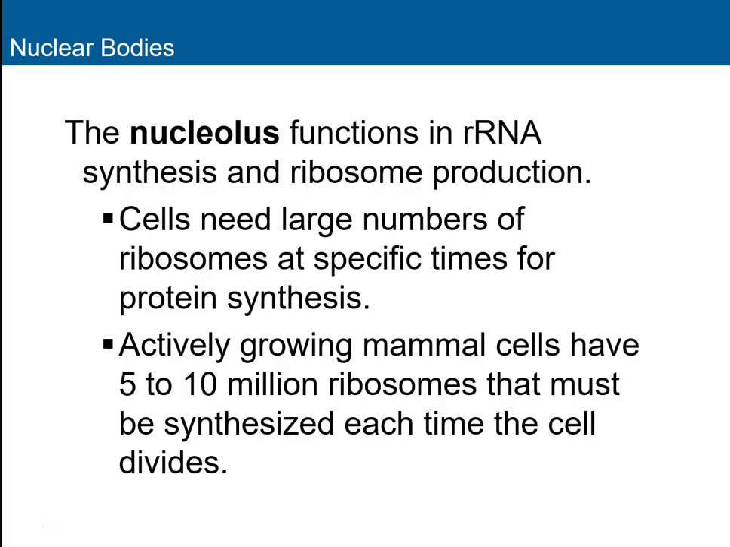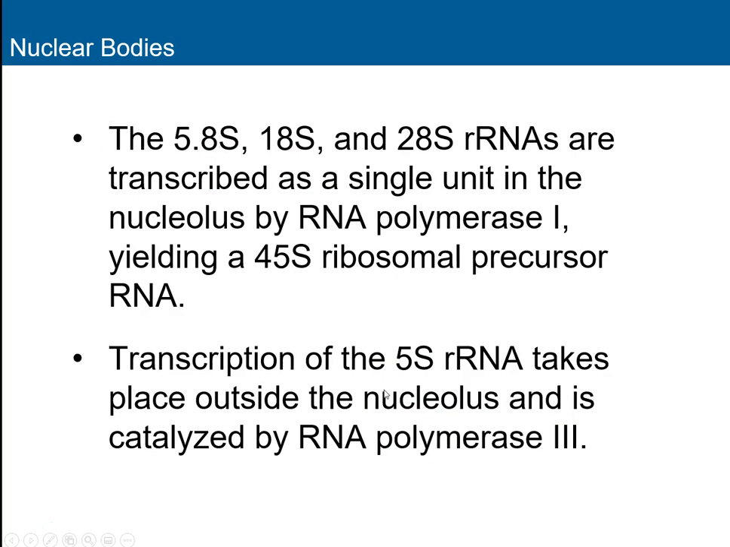All right. So we just saw this in the last table, but it functions in ribosomal RNA synthesis and ribosome production, okay? We all know that ribosomes are super important to the cell because that's where protein synthesis occurs. It says actively growing mammalian cells have 5 to 10 million ribosomes that have to be synthesized each time the cell divides. So you can see why the nucleolus is super, super important.